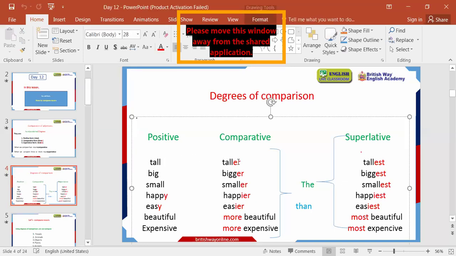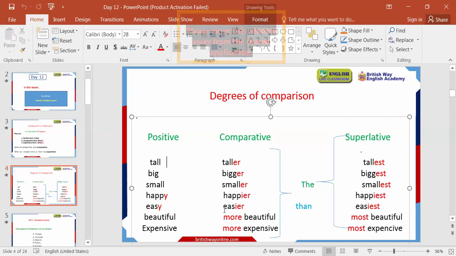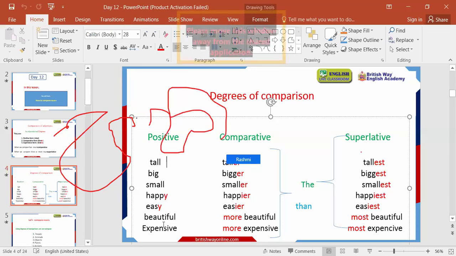So we can add er to make their comparative form. Tall, taller. Big, bigger. Small, smaller. If it ends with y, we have to remove y and add ier. Right? Easy, easier. But words like beautiful, expensive, right?